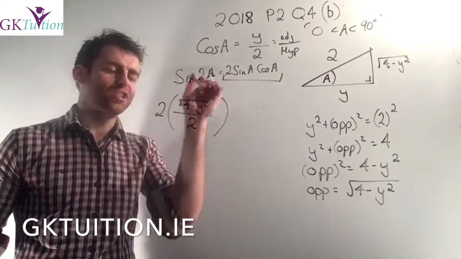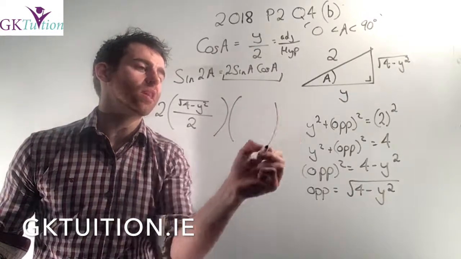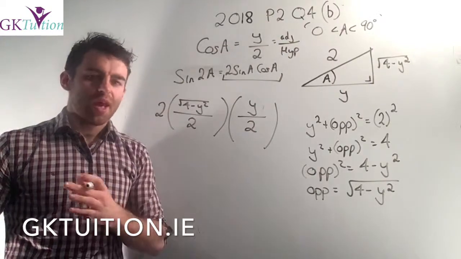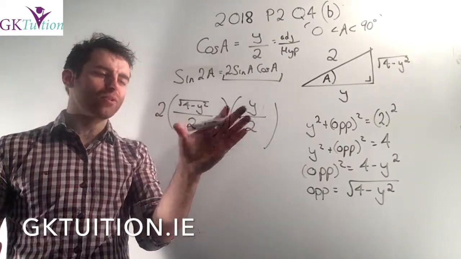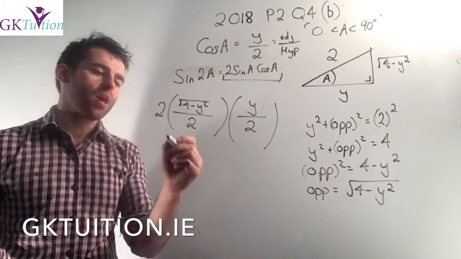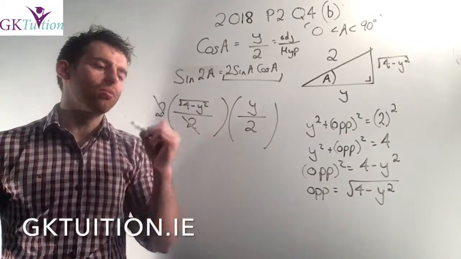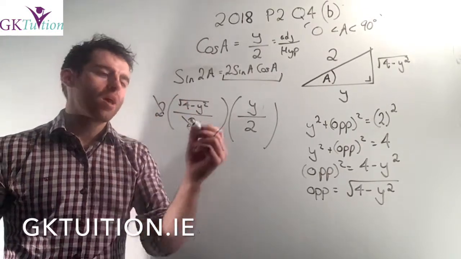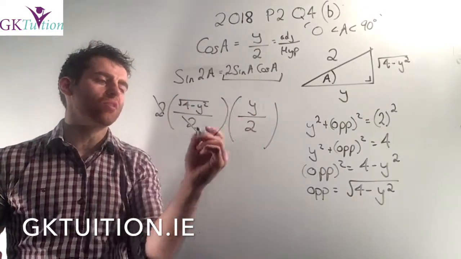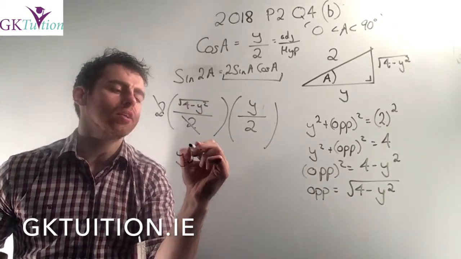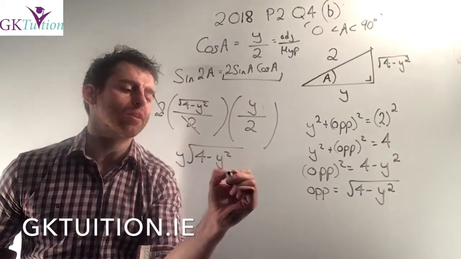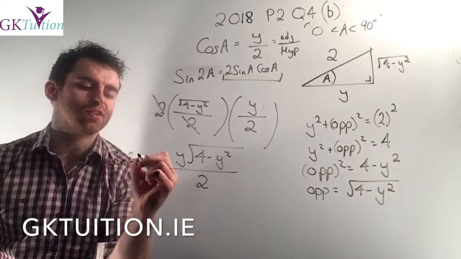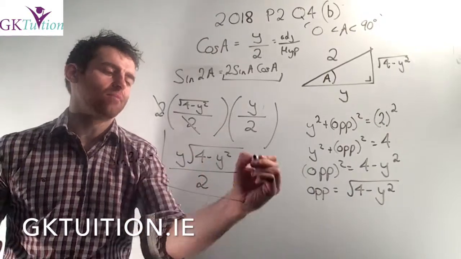And the cos of A is the adjacent over the hypotenuse. In this case, it was given to you in the question: the adjacent, which is y, over the hypotenuse, which is 2. I want my answer in terms of y, so I'm happy enough with this. I just need to simplify it a little bit. The 2 on the top and the 2 on the bottom cancel out, as 2 divides into 2 once. On the top line, you can multiply y by the root of 4 minus y squared, and on the bottom all you're left with is 2. So your final answer is that the sine of 2a is equal to that.